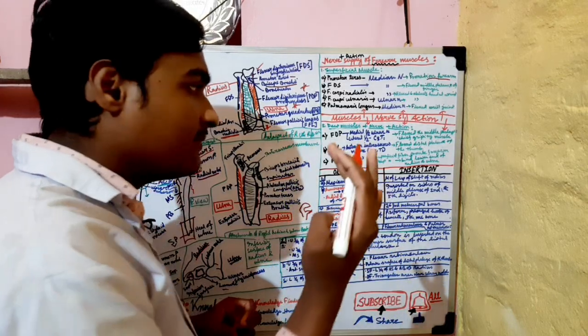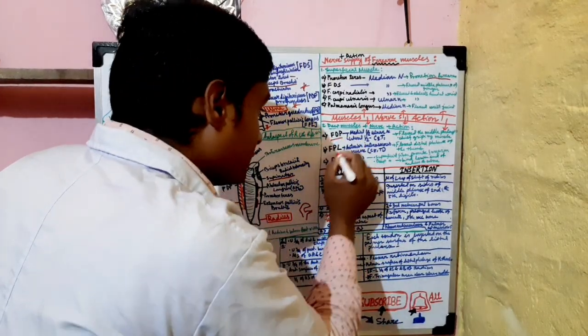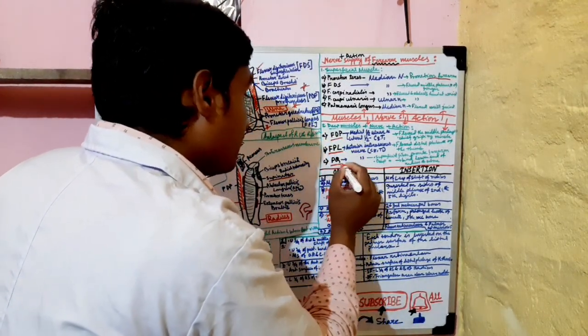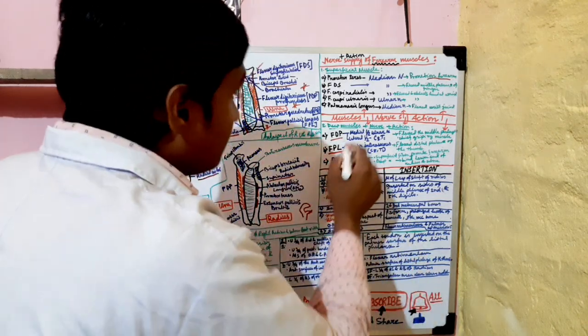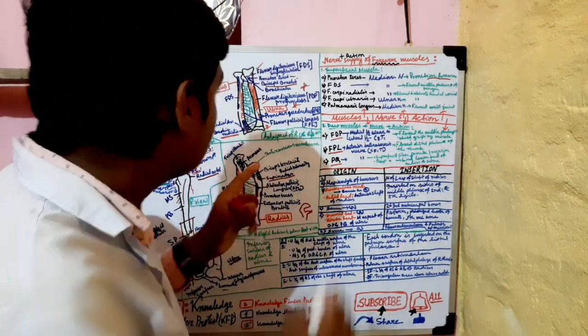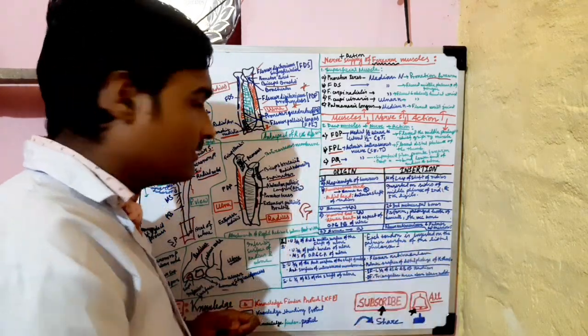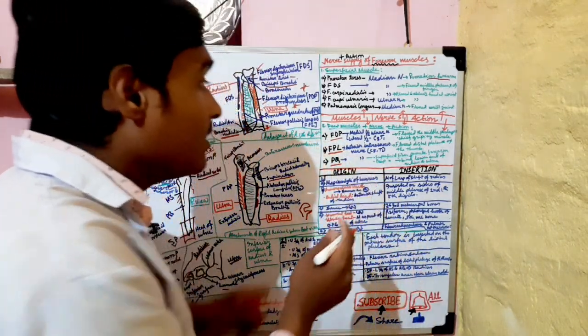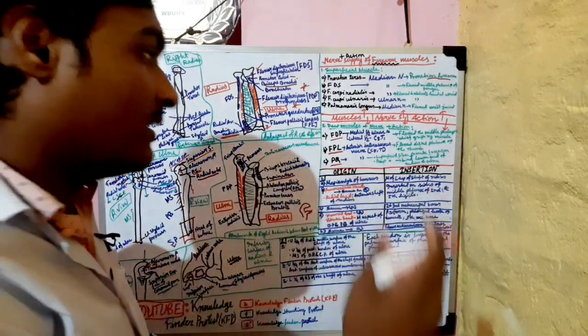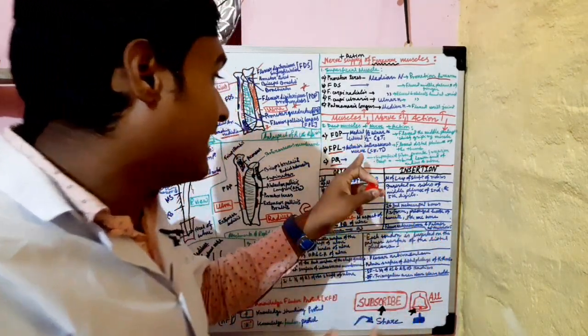Okay, here are the three deep muscles of the forearm: the flexor digitorum profundus, flexor pollicis longus, and the pronator quadratus. What is the flexor digitorum profundus? This is the flexor digitorum profundus, and this is the muscle attachment, origin and insertion. The medial two thirds, the ulnar part, is supplied by the ulnar nerve, and the lateral one third by the anterior interosseous nerve.